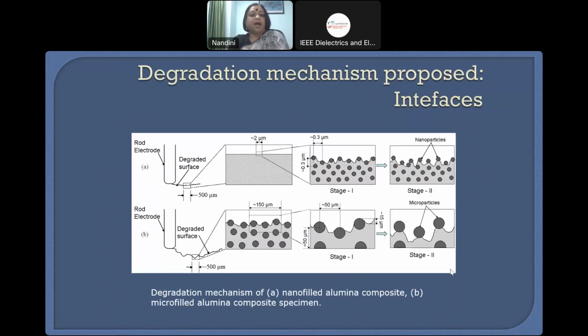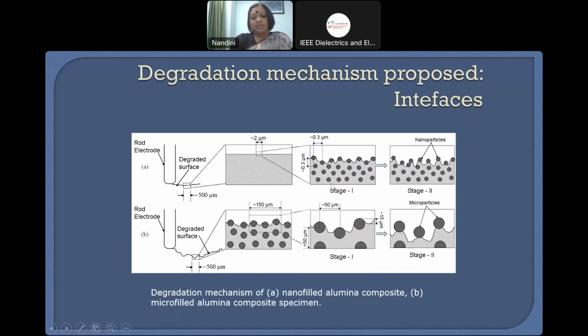So we put forward a hypothesis. Let us imagine that the particles are sitting and the particles are resistant to degradation. So when the discharge reaches the material, if it is neat epoxy, it scoops out large chunks of the material. When it is a filled material, the bottom represents a microfilled material, and on the top, a schematic representation of a nanofilled material.